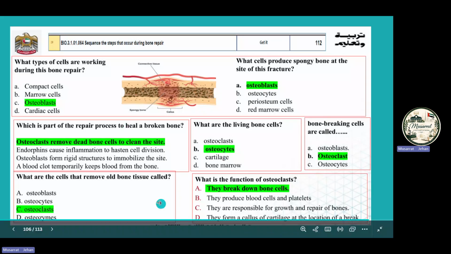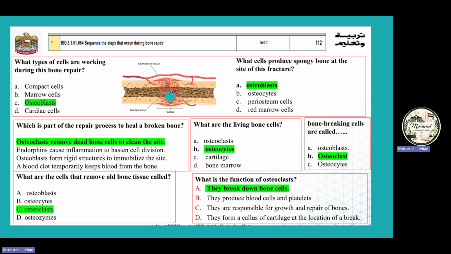So here are the questions. Pause the video and read the questions and see if you know the answers. What type of cells are working during this bone repair here? Osteoblasts, because the callus is being formed here. Any formation of bone cells has to be by osteoblasts. What cells produce spongy bone at the site of the fracture? Again, producing bone, osteoblasts. Which part of the repair process helps heal a broken bone? Osteoclasts remove the bone cells to clean the site. Endorphins will not cause inflammation. Do osteoblasts form rigid structures? No. Does a blood clot temporarily keep blood from the bone? No. So that's the right one.